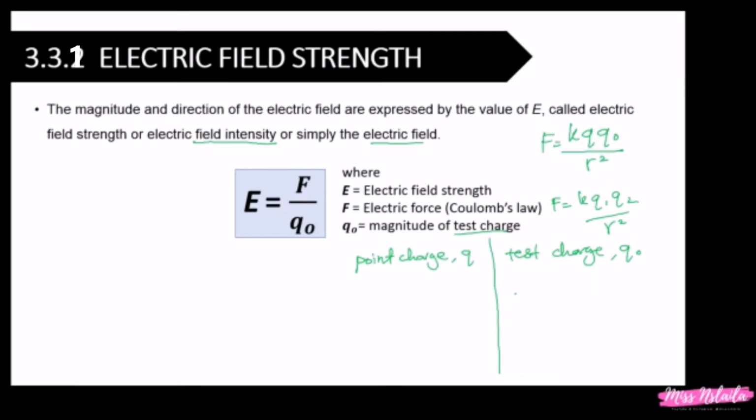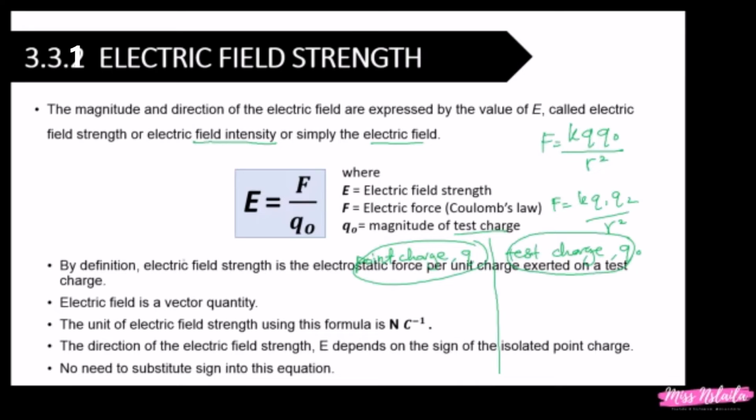So, do not get confused. Sometimes we use Q1, Q2. Sometimes we use Q and Q naught. As long as you understand, point charge Q is the charge that we use as a reference. Meanwhile, test charge Q naught is the charge that we use to test the electric field strength, the electric force and the other values for this concept.